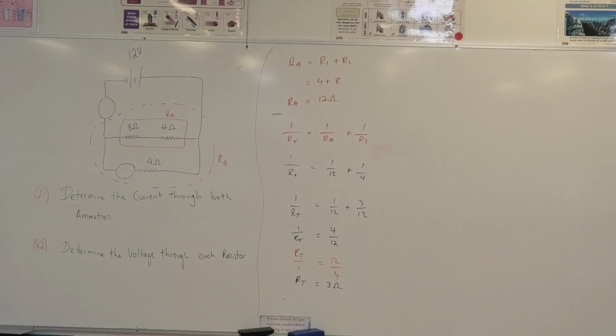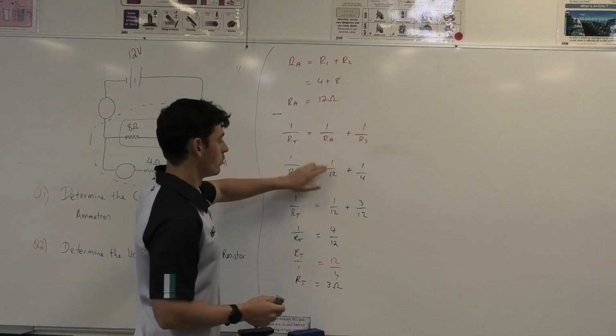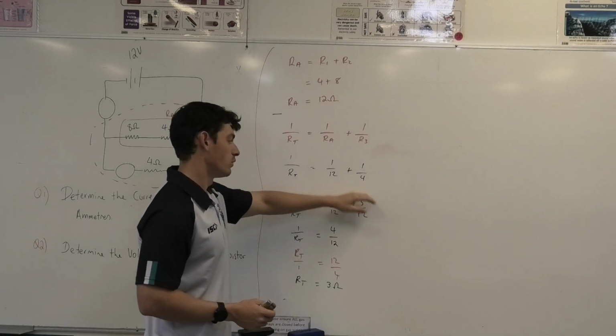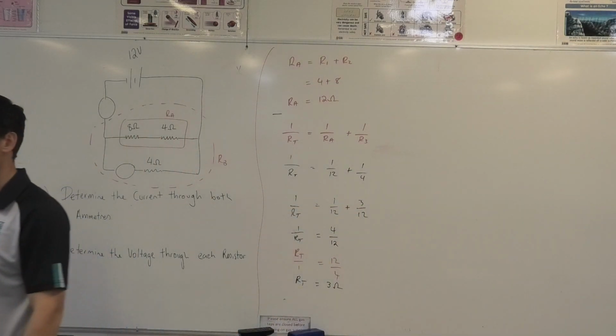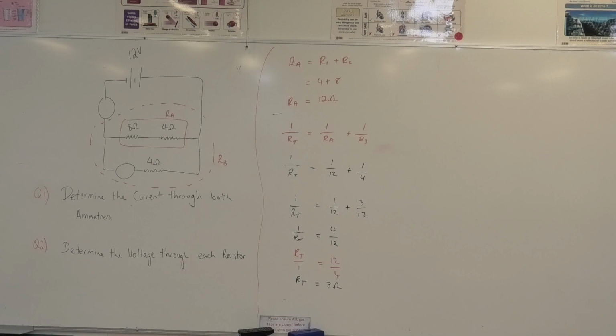Clear? If you simplified first, you'd have 1 on 3, and then you flip it, you get 3 on 1. It's fine. Cool? I didn't cross multiply, that's fine. If I'd cross multiplied, I would have got 4 plus 12 over 48, which would be 16 on 48. So I can use this now.